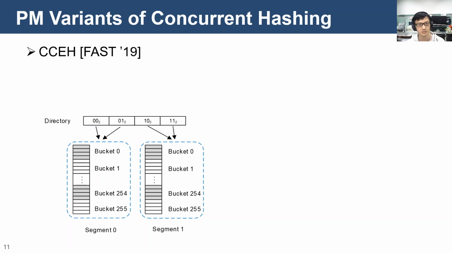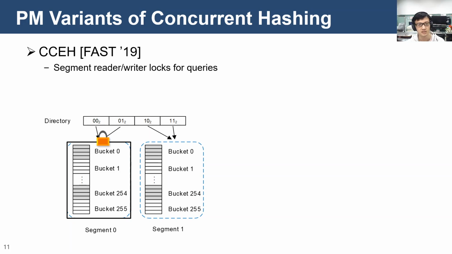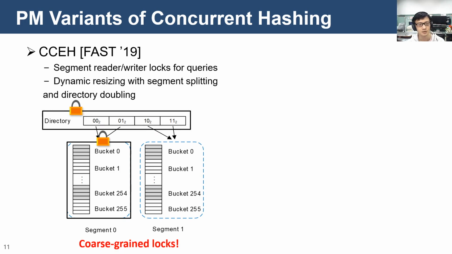Recent schemes build PM hashing structures from existing concurrent DRAM indexes. CCEH is a crash-consistent extendible hashing. More than 1,000 slots share one segment directory entry for queries. The dynamic resizing in CCEH requires a segment lock and the potential global directory lock, blocking concurrent access from other threads to items in related slots. Hence, the coarse-grained locks in CCEH limit the concurrency.